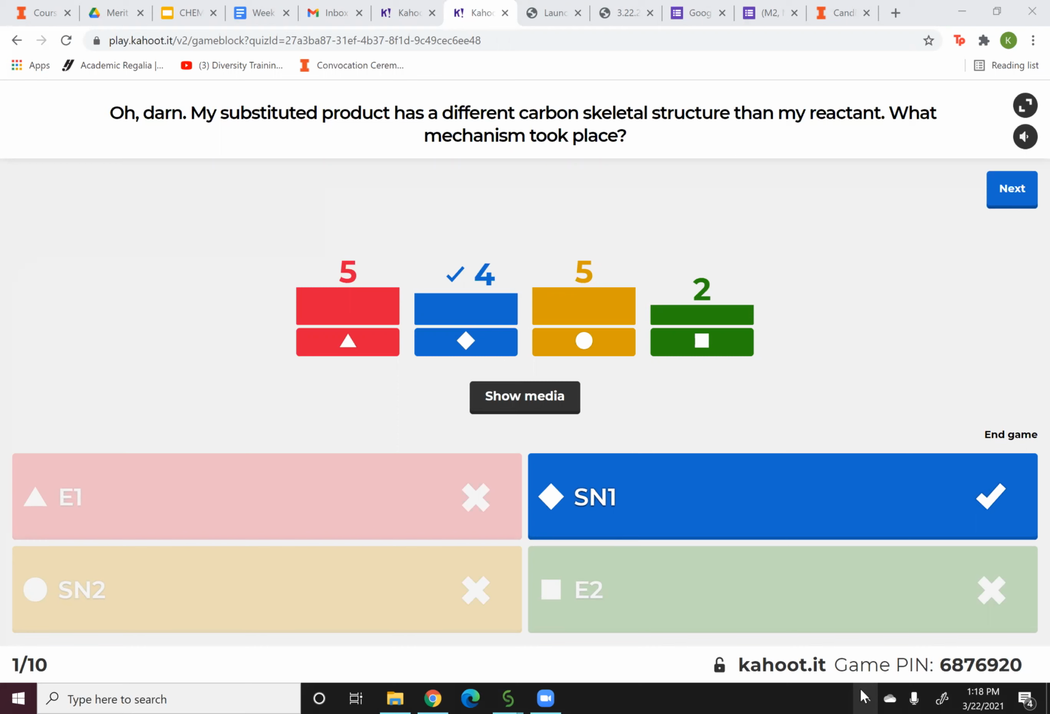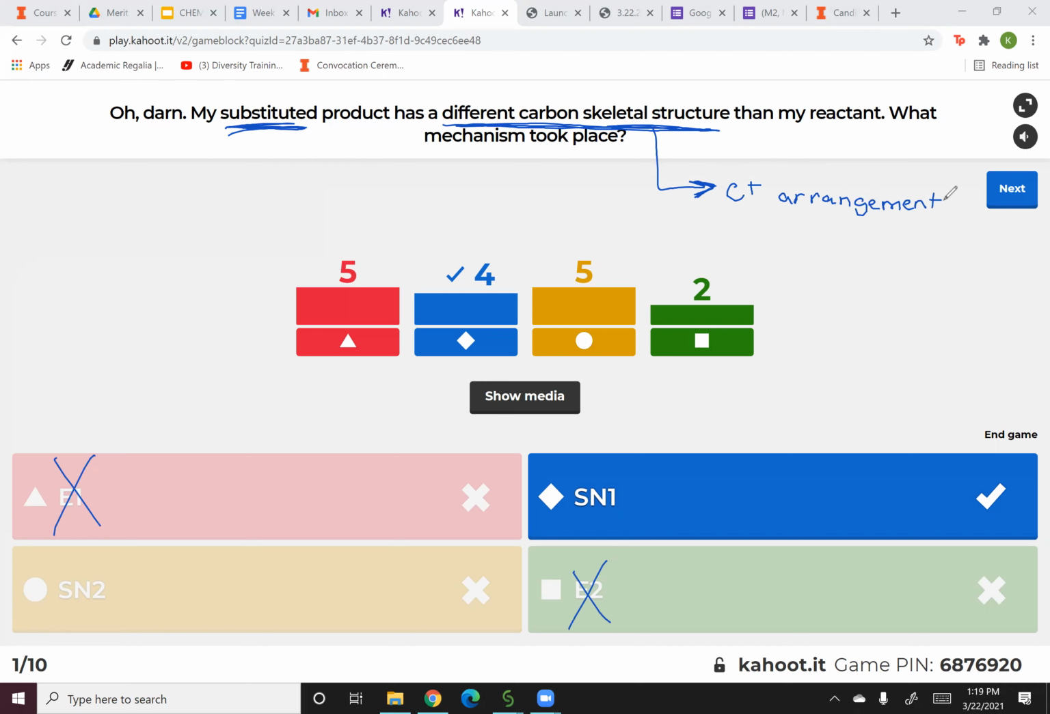Yeah, that was absolutely perfect. So just to go over that again, based on the information that we see here, we see that we have a substituted product. So that will get rid of E1 and E2 as possibilities because we want substitution. And then the fact that we have this different carbon skeletal structure, anytime we have a different carbon skeletal structure, we're going to have a carbocation rearrangement.